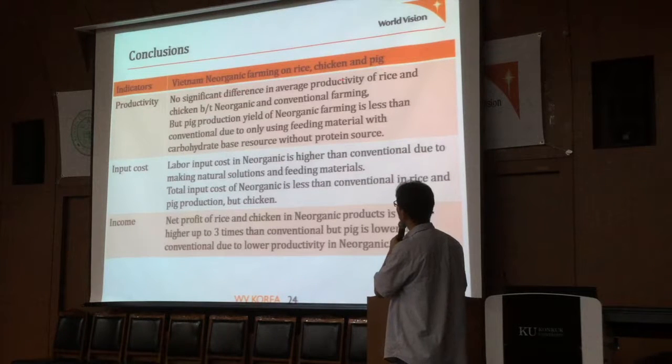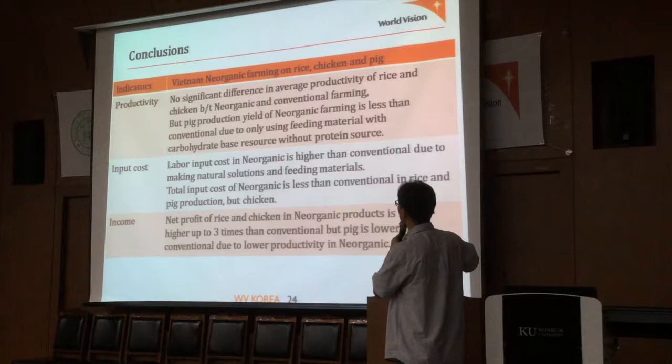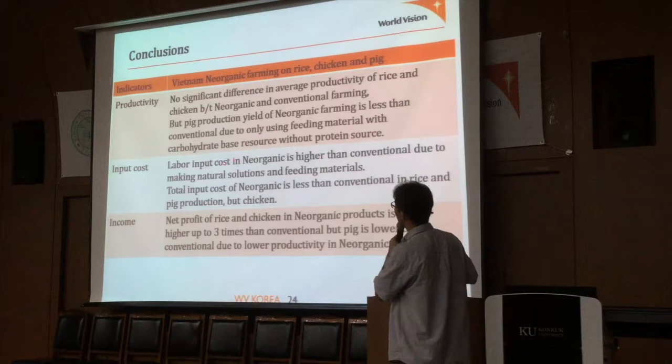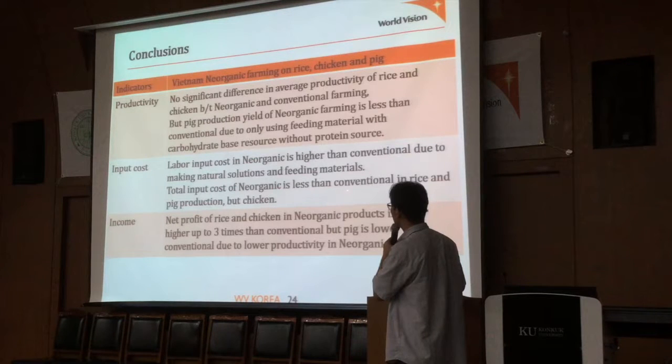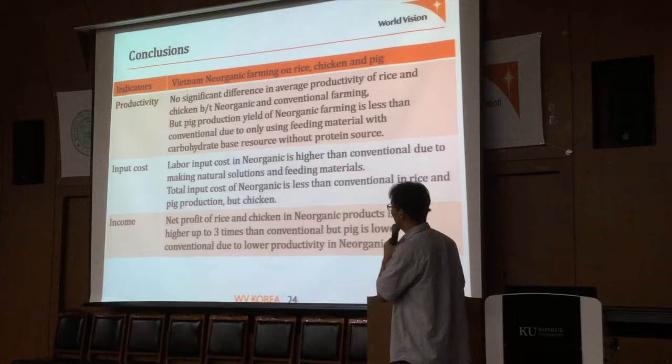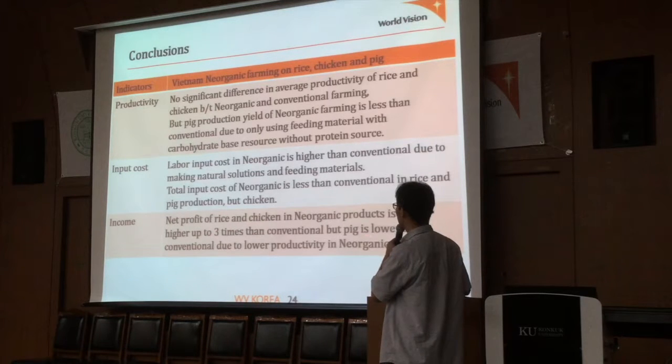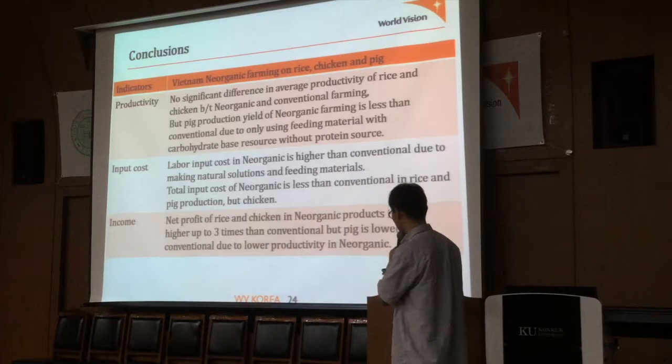In Vietnam, NeOrganic farming of rice, chicken and pig: productivity, input cost and income are the 3 parameters. There are no significant differences in average productivity of rice and chicken between NeOrganic and conventional farming. But the production yield of NeOrganic pig farming is less than the conventional, which only uses feeding material with a carbohydrate-based resource without a protein source. And the labor input cost in NeOrganic is higher than the conventional, because of the natural solution and the feeding material. The total input cost of NeOrganic farming is less than conventional in rice and pig production, but not chicken. For income, the net profit of rice and chicken in NeOrganic is much higher, up to 3 times the conventional. But pig is lower than the conventional, because of the lower productivity in NeOrganic.